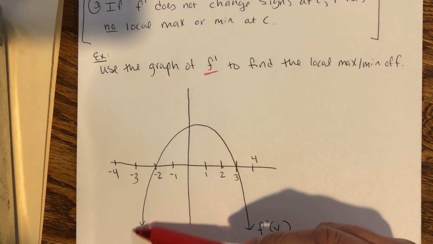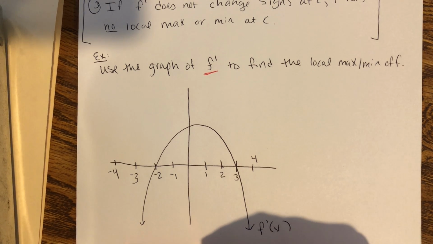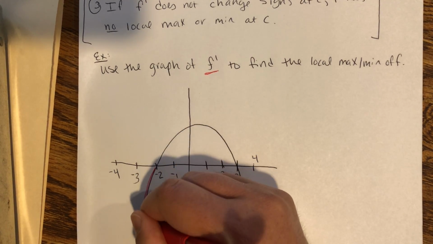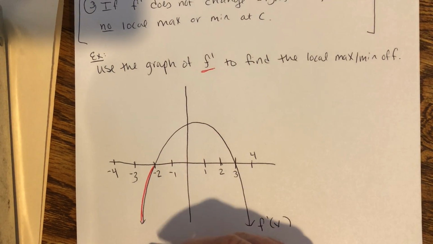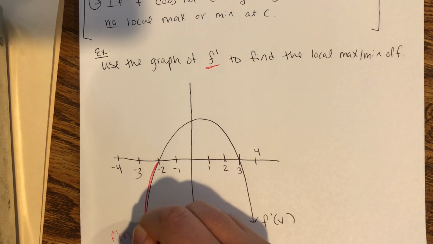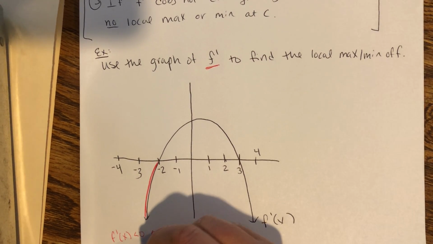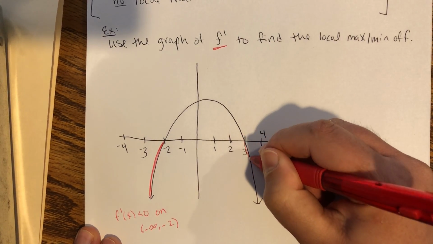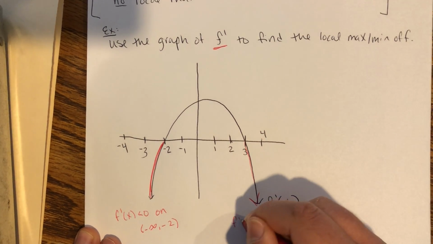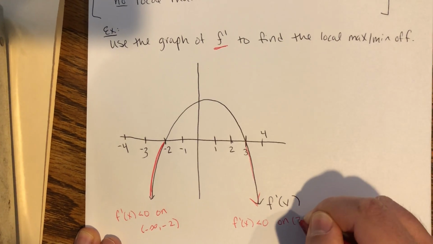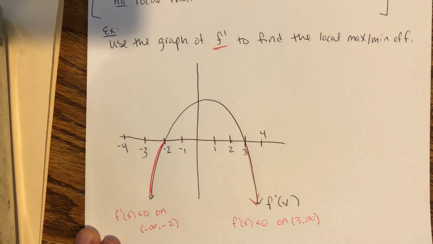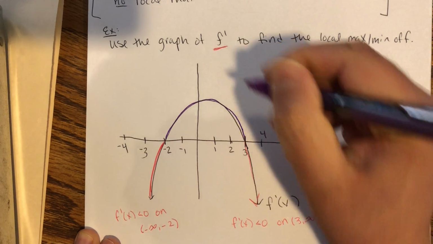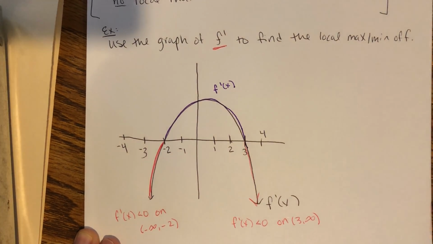F prime is negative, right? It's below the x-axis from negative infinity all the way up to negative 2. So on this whole interval here, the graph lies below the x-axis. So f prime of x is less than 0 on the interval from negative infinity to negative 2. The derivative is also negative, below the x-axis, from 3 on. So f prime of x is less than 0 on the interval from 3 to infinity as well. The only time this graph is above the x-axis is in the middle portion, between negative 2 and positive 3. Here, the derivative is positive.